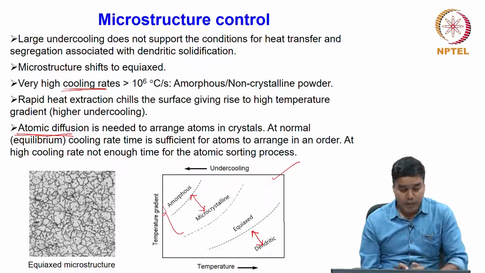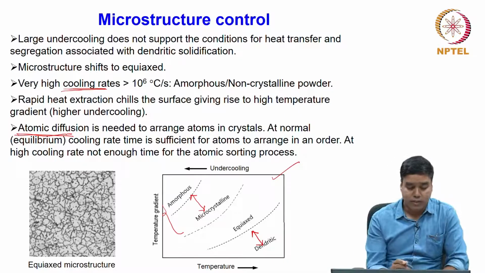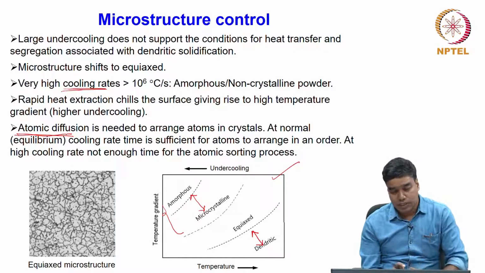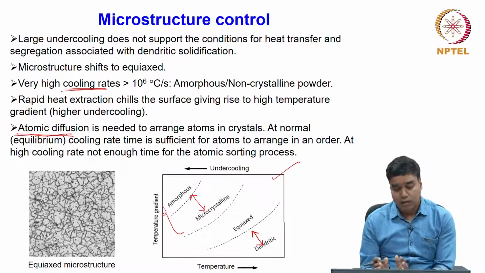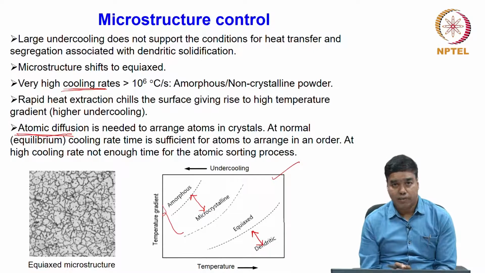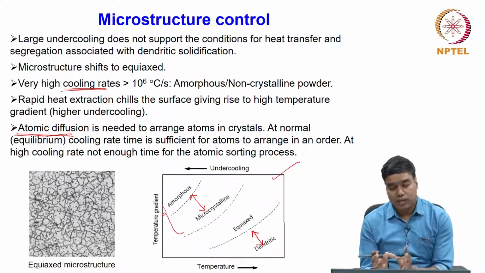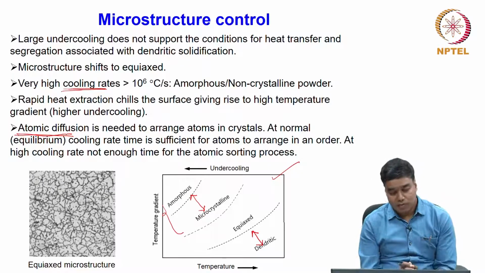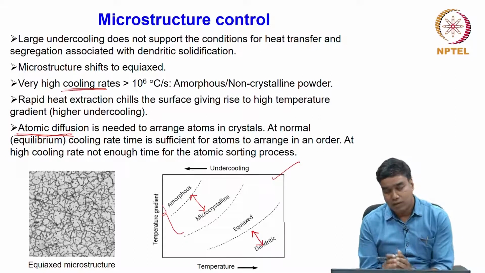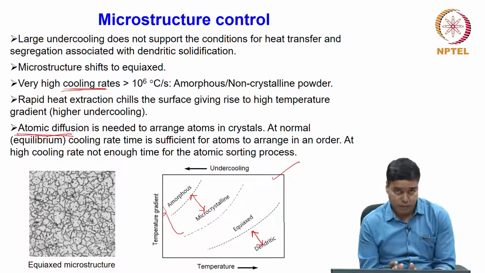Now, depending on how much time is allowed during this attachment of the atoms to the solid, it might take up either a crystalline form or an amorphous form. Okay. For the crystalline form to solidify, a larger time needs to be allowed, because a crystalline solid has a particular atomic arrangement, and for the atoms to get arranged in that particular order or pattern, a certain time is required. Okay.